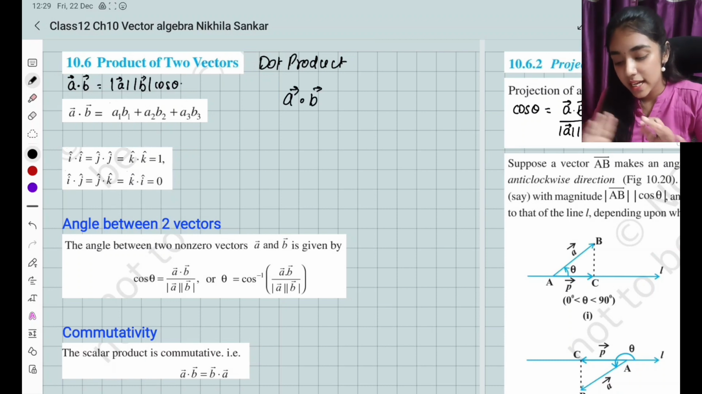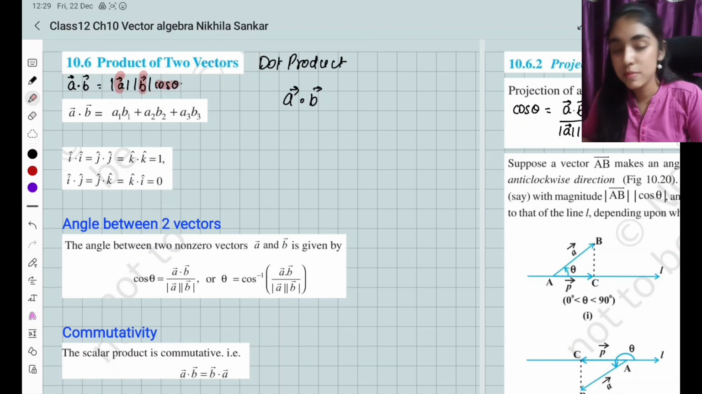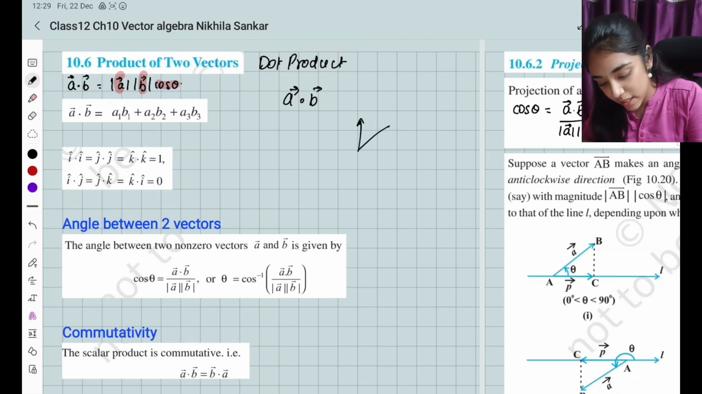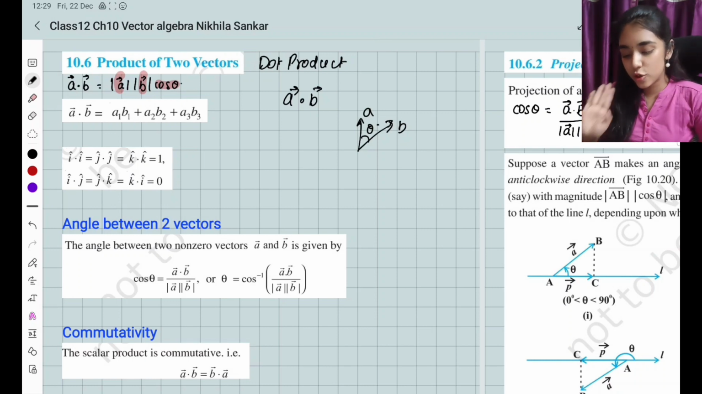இதுதான் dot product. And this is given by the magnitude of A, magnitude of B times cos theta. Cos theta is the angle made between the two vectors. இப்போ A, B இருக்குனா, if this is my A and this is my B, this is going to be the theta. And we have to take the cos angle. Okay? So this is going to be the dot product.